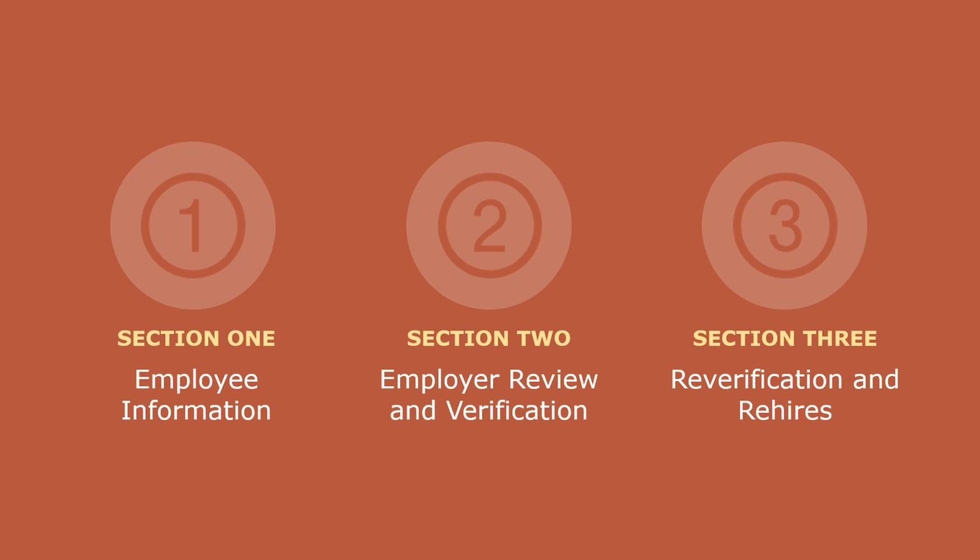Form I-9 Employment Eligibility Verification consists of 3 sections. Section 1, Employee Information and Attestation, completed by employees. Section 2, Employer or Authorized Representative Review and Verification, completed by employers, and Section 3, Re-Verification and Rehires, completed by employers for employees who are rehired or whose employment authorization requires re-verification.